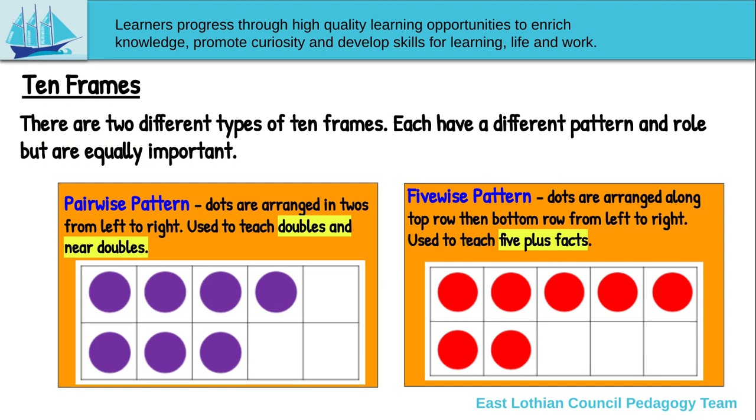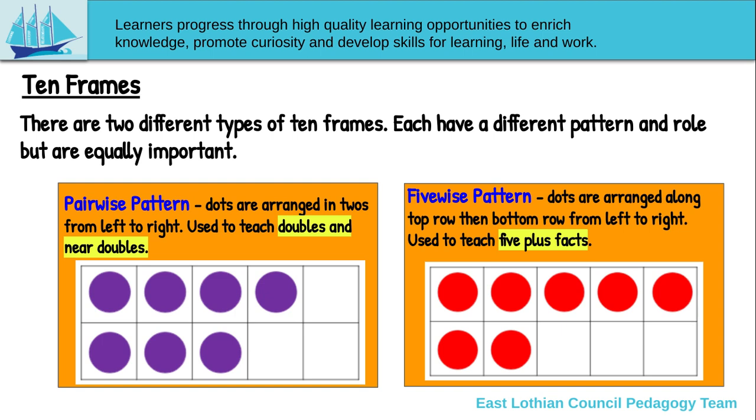Moving on to using 10 frames. A 10 frame is just like a double 5 frame. It has 2 rows of 5. And we build dot patterns from the left-hand side just as we did on a 5 frame. There's 2 different types of 10 frames and both are equally important, but we use them to teach different things. 10 frames with a pairwise pattern have dots that are arranged in pairs from left to right.